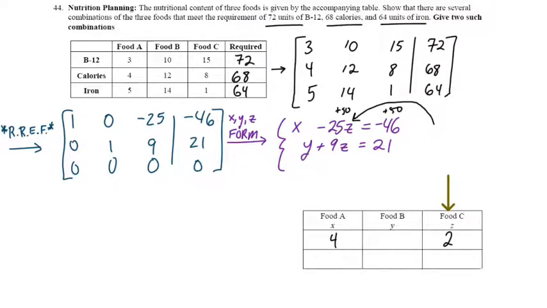And if I had z equals 2 in the second equation, that'd be y plus 18 equals 21. What number plus 18 gives you 21? Well, 3. All right, so we've got a winner here. Plug in 2 for z, and the other two answers work.